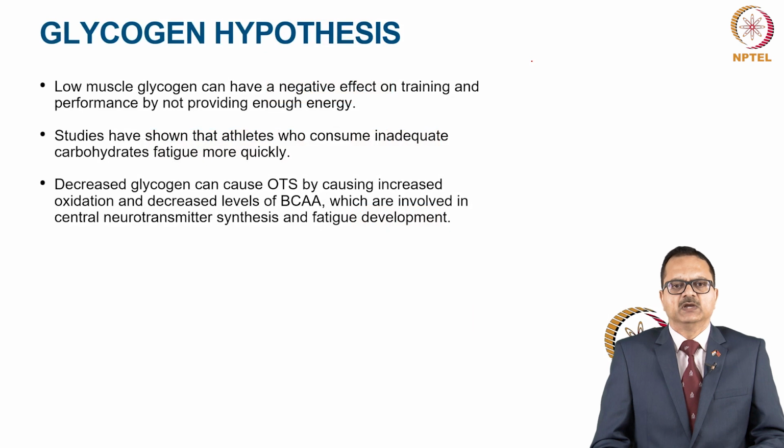Glycogen hypothesis. Low muscle glycogen can have a negative effect on training and performance by not providing enough energy. Studies have shown that athletes who consume inadequate carbohydrates fatigue more quickly. Decreased glycogen can cause overtraining syndrome by causing increased oxidation and decreasing the levels of BCAA, which are involved in central neurotransmitter synthesis and fatigue development.